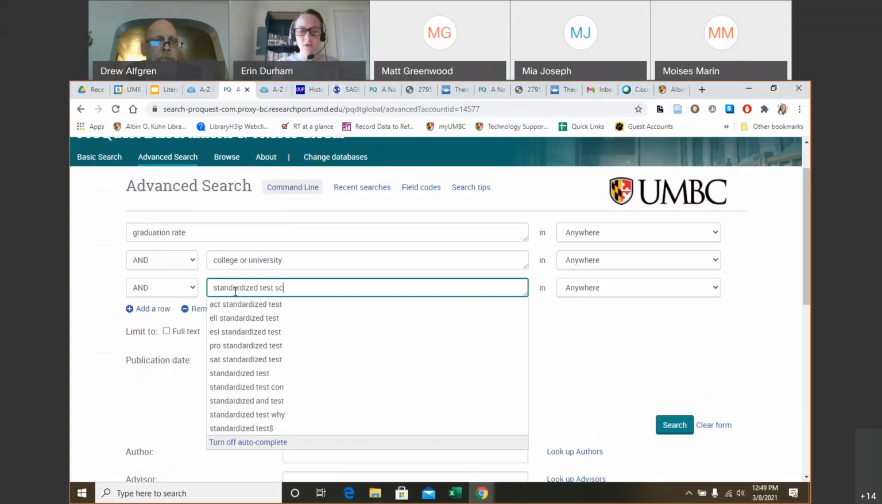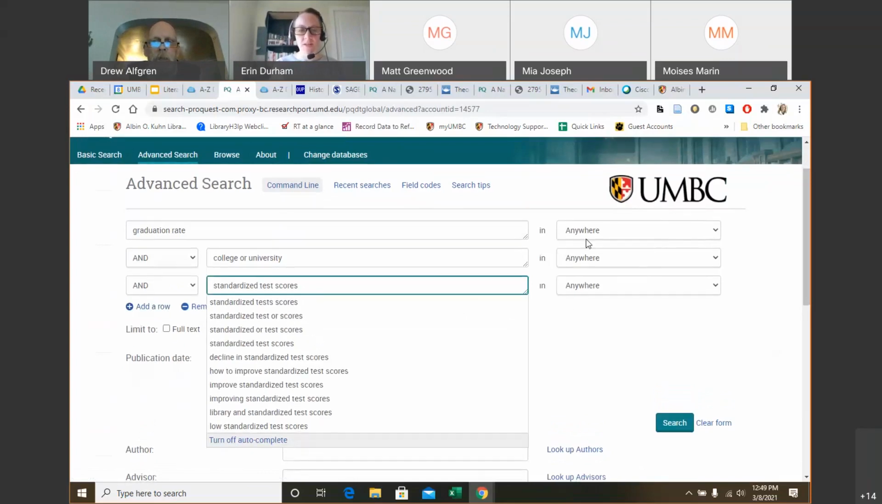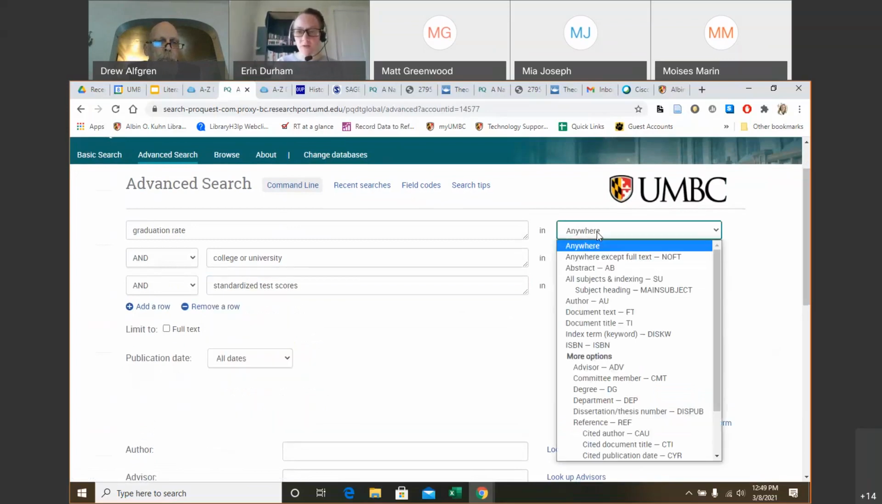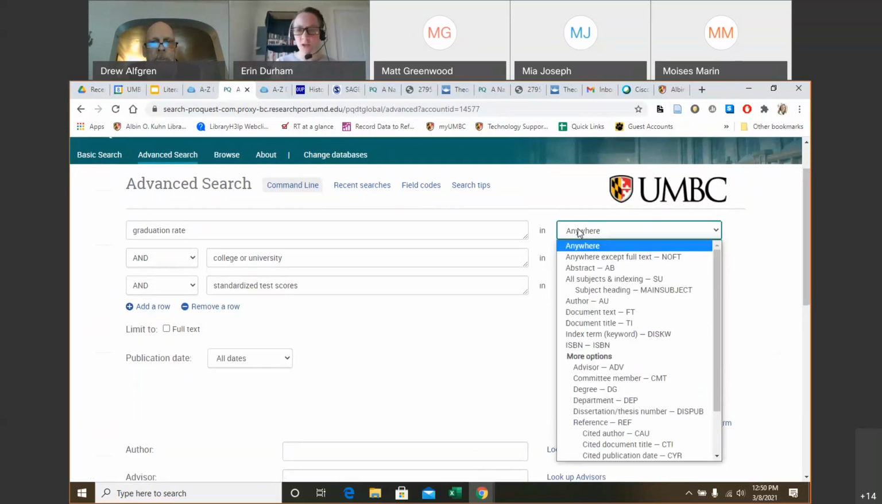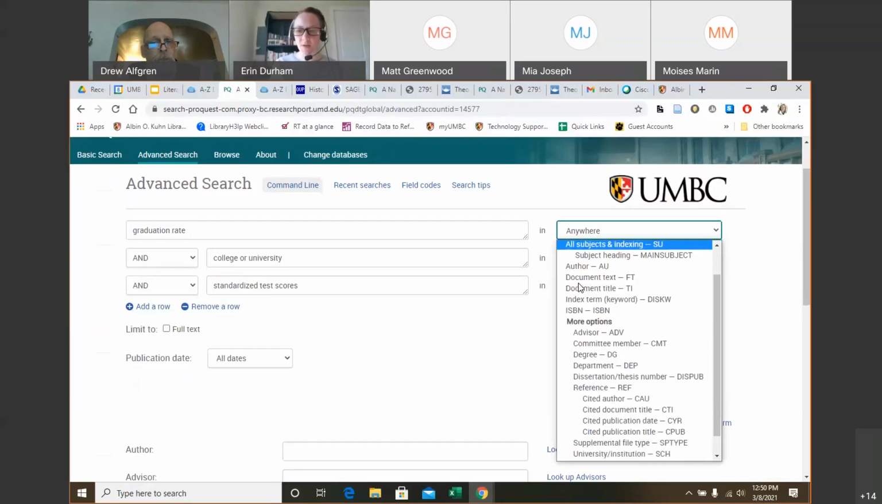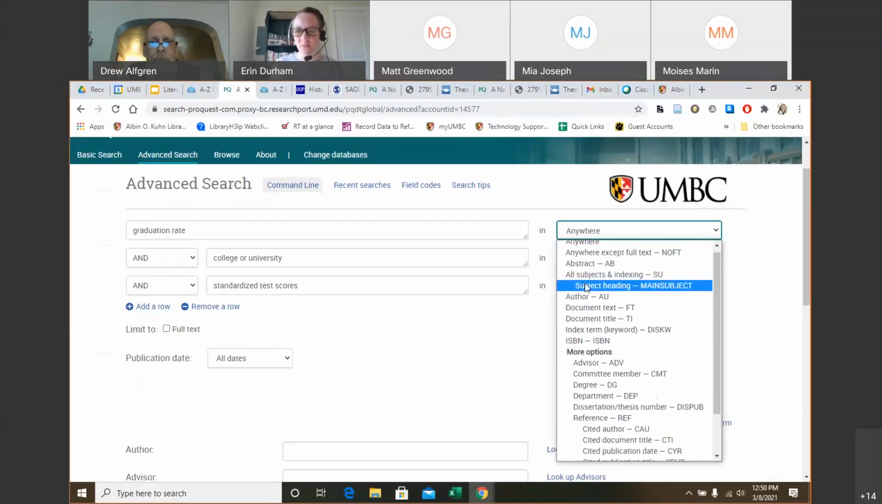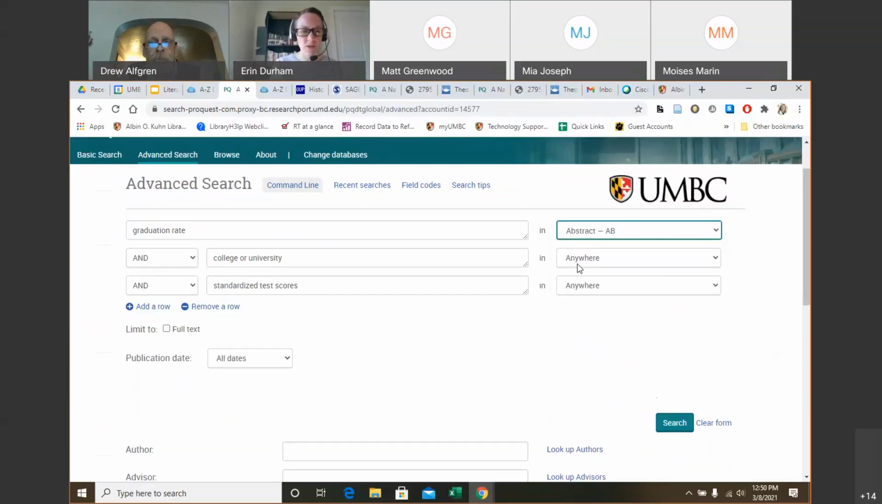And you can see if you're interested in, I don't know if this topic's about coming into college, college admission standardized tests like the SAT and the ACT, and its impact on graduation, or if you're looking at test scores afterwards. But you can limit it. Right now, it's pulling up those keywords anywhere in the dissertation. But if you want to be more specific, you can ask that graduation rate shows up in the title or the abstract. I usually do abstract. Yep. So we'll go ahead and do that.